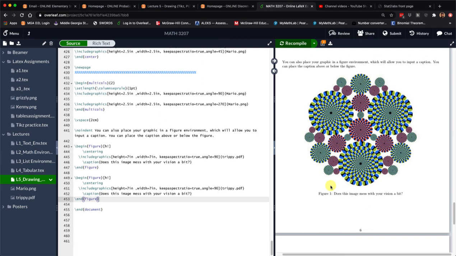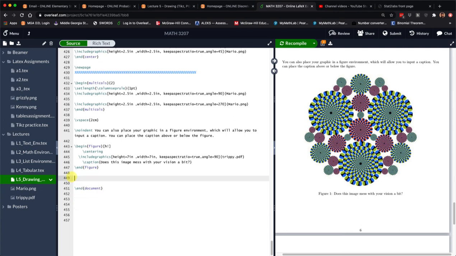So it will label your figures when you use the figure command. If you're just drawing a simple picture and you don't want it captioned, you don't need to use the begin-end figure environment. That's only for when you want a caption down below. There are other ways to caption things as well, but this is one of the most widely used.